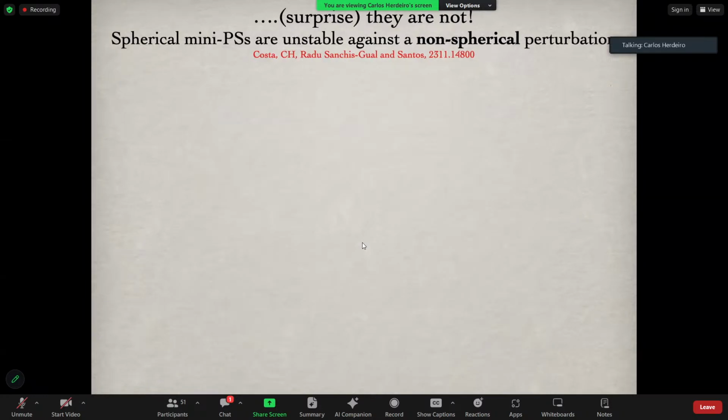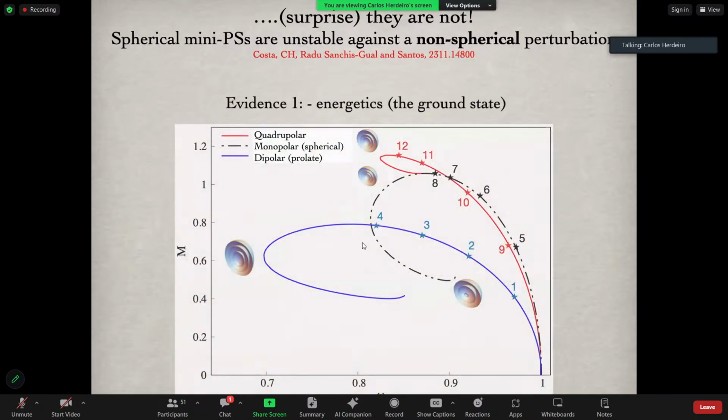Okay, but when you try to do the same construction with Proca stars, you find something different. So here are the masses along the space of solutions for the spherical case, that is the monopolar stars. This is the dashed black line. For the dipolar case, which turn out to have a prolate morphology, that's the blue solid line, and the quadrupolar case, which turn out to have two separate energy lumps, which is the red solid line. And there are two remarkable features here.